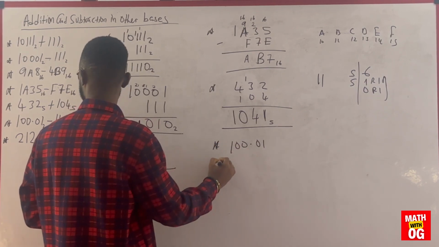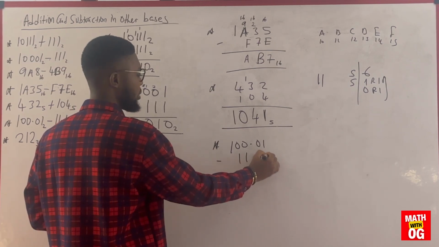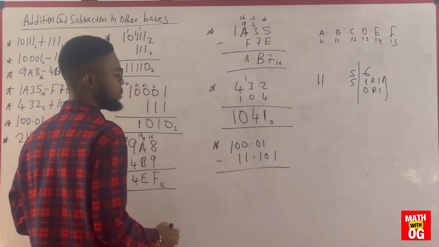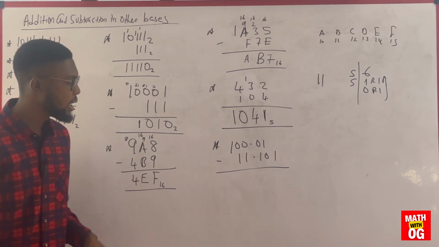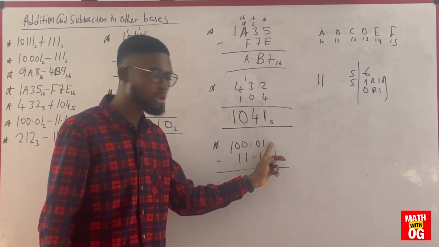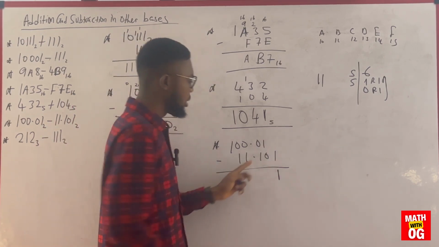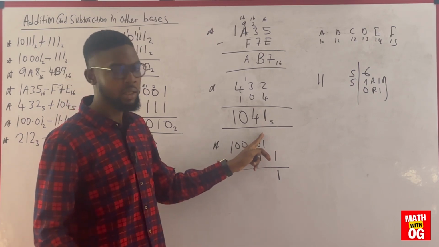100.01 minus 11.101, everything in base 2. Now, let's subtract. 0 minus 1 cannot go through. Borrow 1 from here to come here as 2 because we're working in base 2. 2 minus 1 is 1. We borrowed 1 from here, so yes, automatically 0.